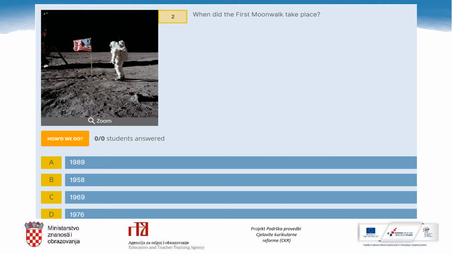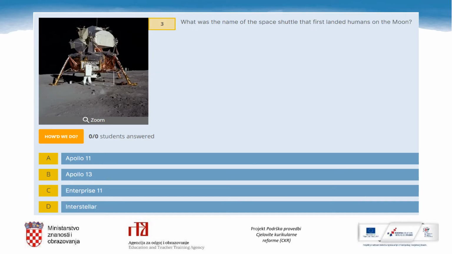The correct answer is C. In 1969. What was the name of the space shuttle that first landed humans on the moon? A. Apollo 11. B. Apollo 13. C. Enterprise 11. Or D. Interstellar. The correct answer is A. Apollo 11.